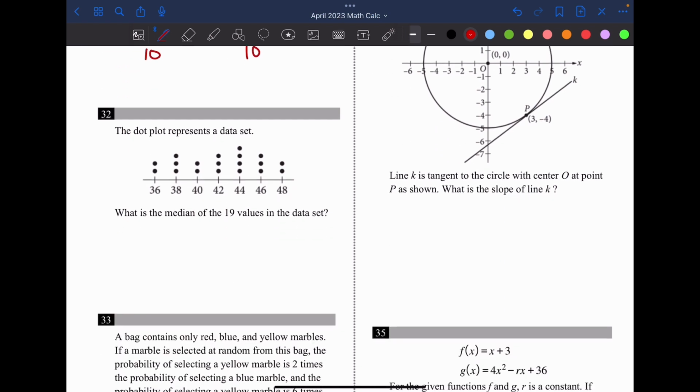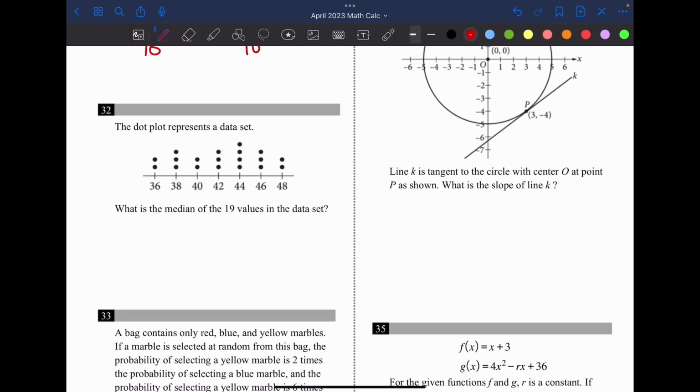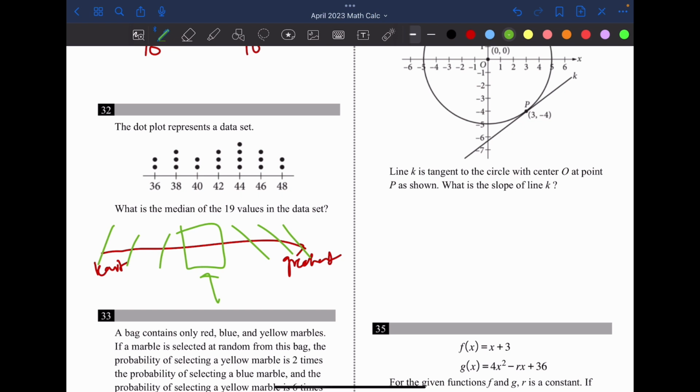Okay, question number 32, a dot plot represents a data set. Here we have a bunch of numbers, and it asks what is the median of the 19 values in the data set. This is very easy as well, just find the median. How do you find the median in general? First of all, we have to make sure that the numbers are ordered from least to greatest. After you order them, it's pretty simple. You just start crossing out a number from the left and the right, left, right, until you end up with something in the middle that you can say is the median.